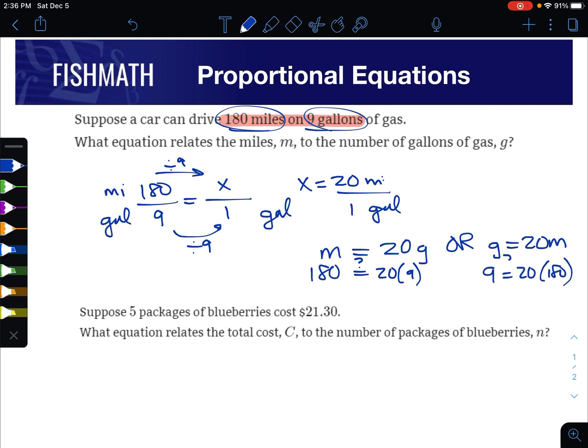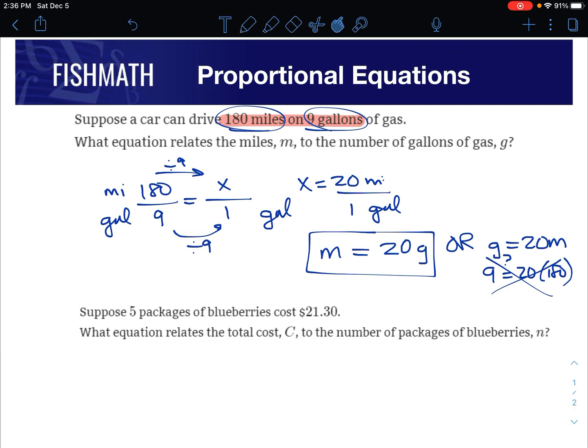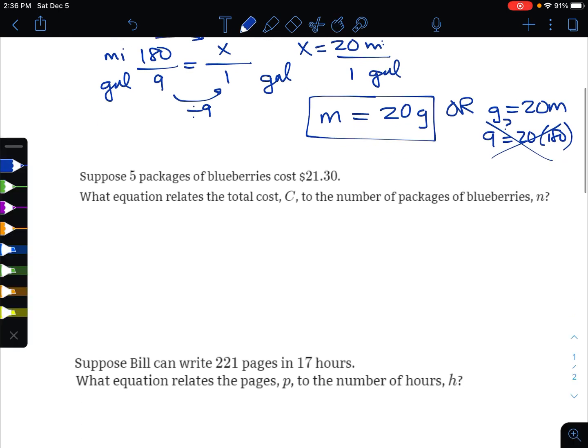9 equals 20 times 180. Does that work? Well, it's pretty easy to see that one does not work. This one does work. So our first equation was actually correct. The miles is equal to 20 for every gallon. So 20 times the number of gallons. So that's our equation.